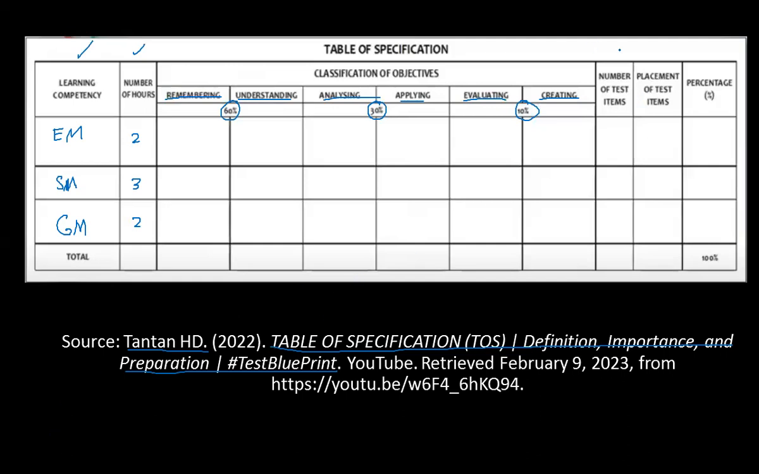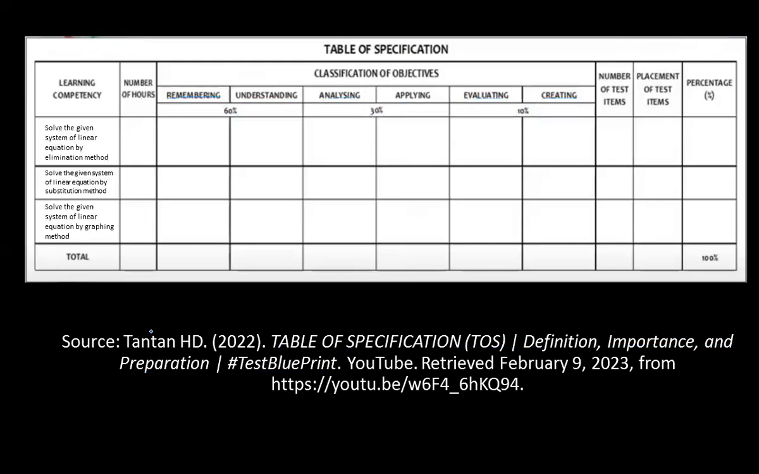There are other columns here, like number of test items, placement of test items, and then the percentage. So, it's hard for me to describe or discuss these last three columns, but if I discuss them with the process, you will understand. Alright? So speaking of the process, how to do this, let's now make this type of table.